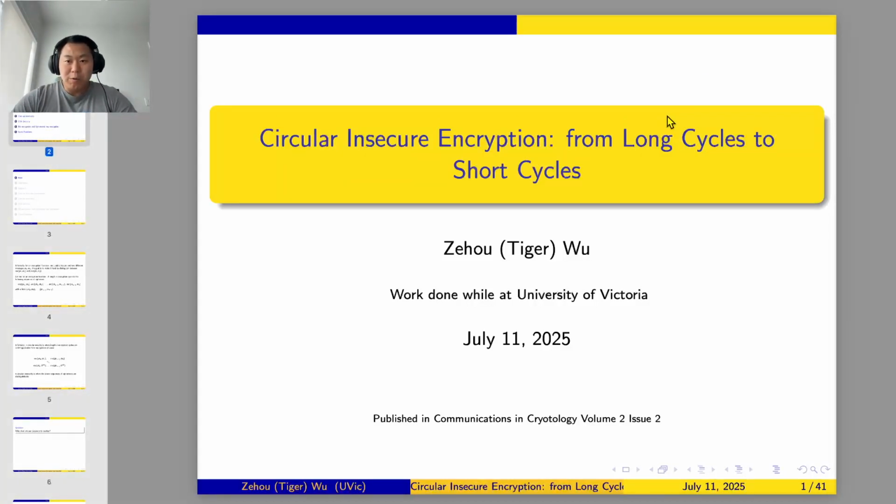Hi, welcome to my presentation on circular insecure encryption from long cycles to short cycles. This work was done while I was at the University of Victoria, and this is published in Communications in Cryptology, Volume 2, Issue 2.